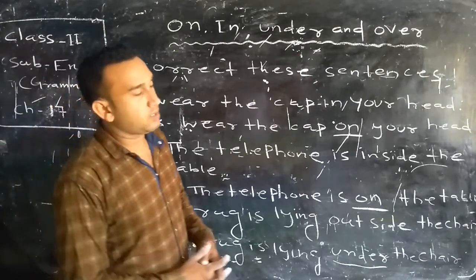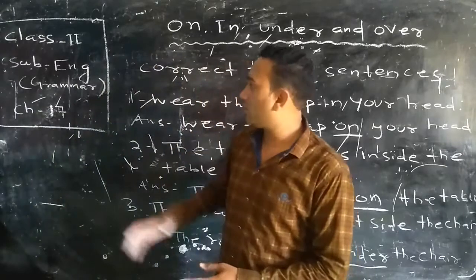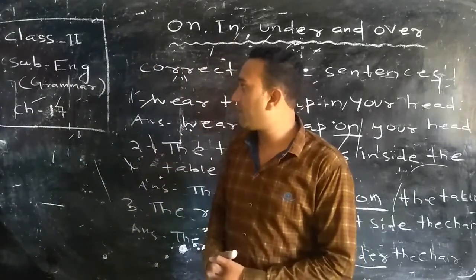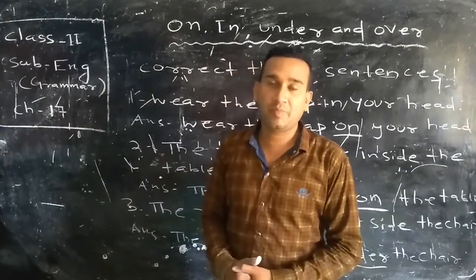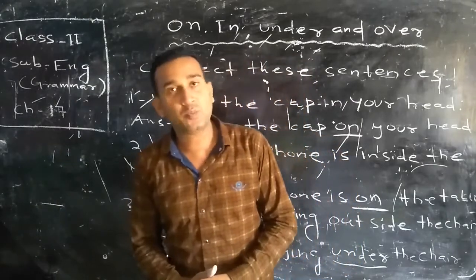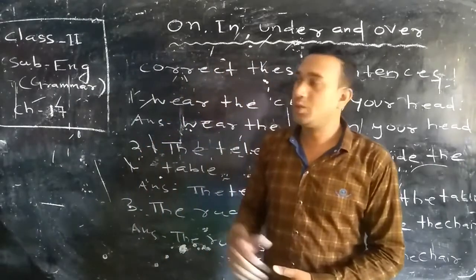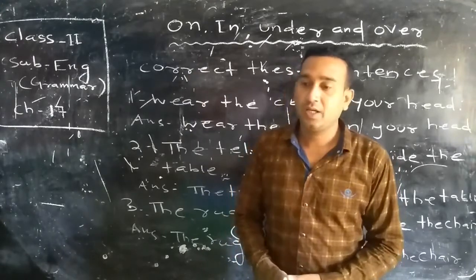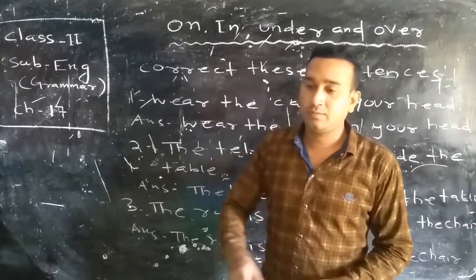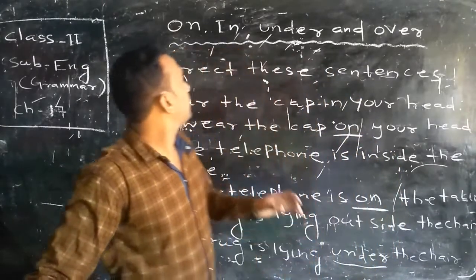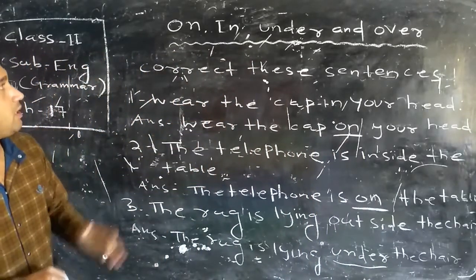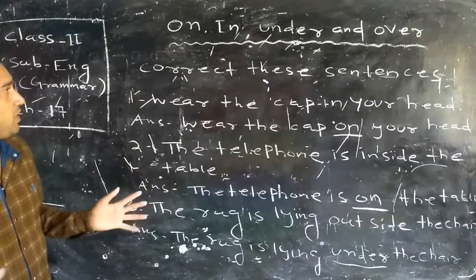So I hope you enjoyed today's class. Today we have completed chapter 17 of English grammar, and I hope you all enjoyed it and do all the question answers properly. Today: on, in, under and over, okay. Our class is completely finished, okay.